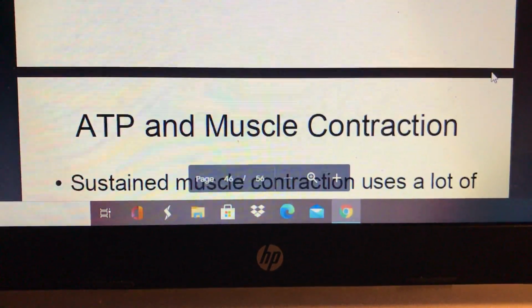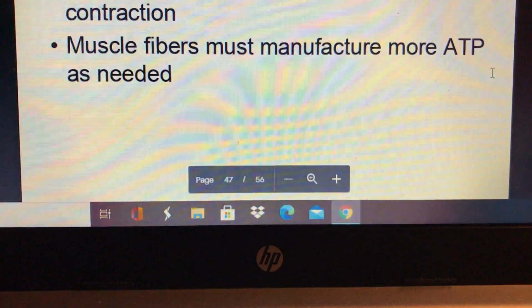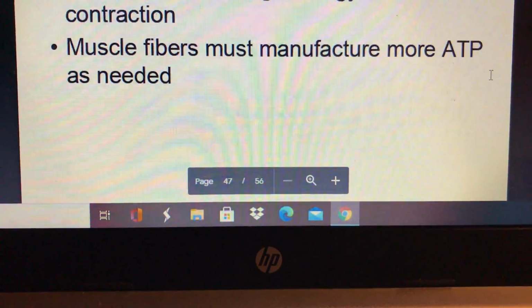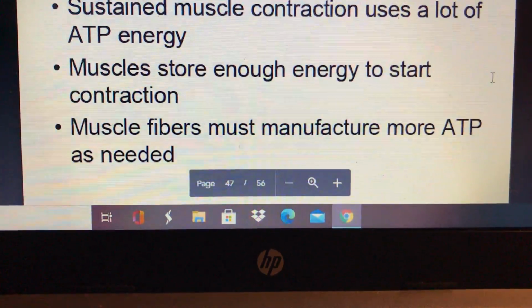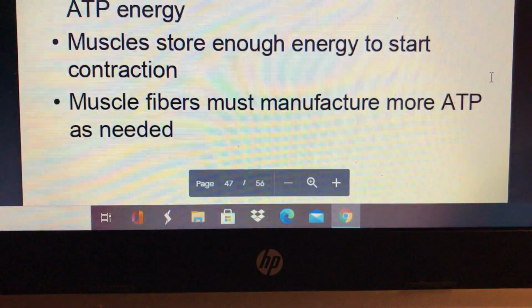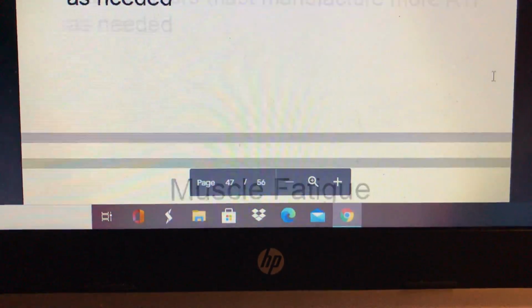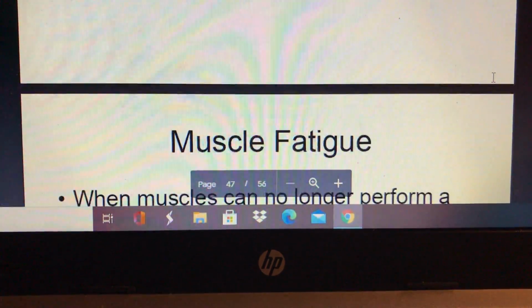So what are the mechanisms by which muscle fibers obtain energy to power contractions? ATP and muscle contraction. Sustained muscle contraction uses a lot of ATP, or adenosine triphosphate, energy. Muscles store only enough energy to start contraction. Muscle fibers must manufacture more ATP as needed.